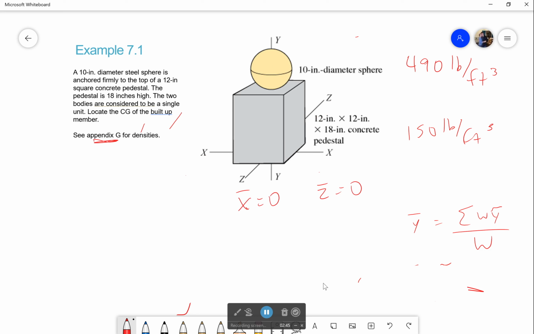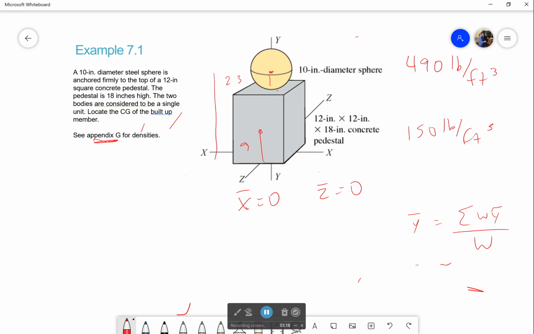Okay. Now to do that, first off I need the centroid of both of these shapes, which luckily for me, the centroid of a sphere and the center of gravity of a nice big cube is right at their center. So it'll be half the distance from the bottom for the pedestal, so that'll be 9 inches up, and the sphere will be 18 plus half of 10, so that'll be 23 inches up. You have to go from the same point, just like when you were doing those resultant moment vectors.